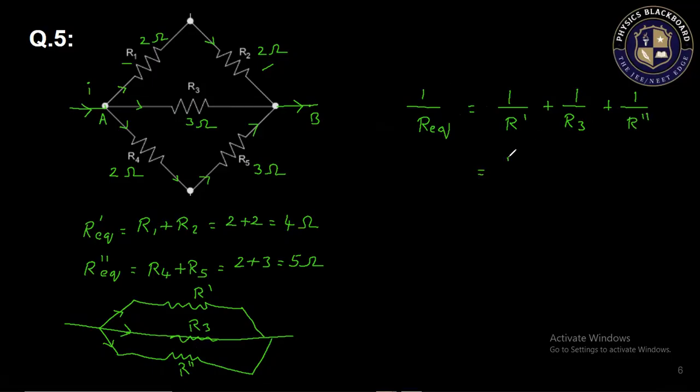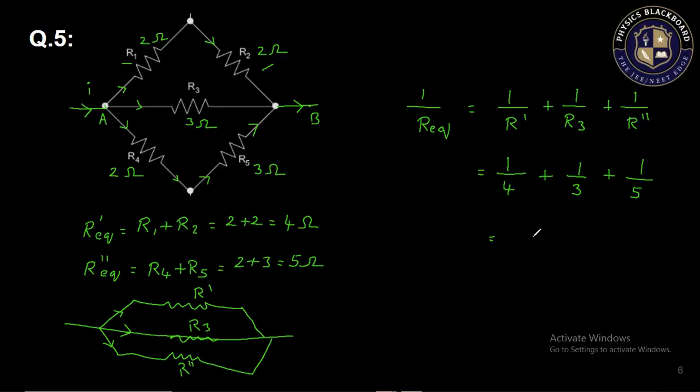So what is 1 by R dash here? 1 by 4. 1 by R3; R3 is 3. 1 by R double dash, 1 by 5. If you take this calculation, you will get this as the denominator. Now, if you solve it, what will you get?